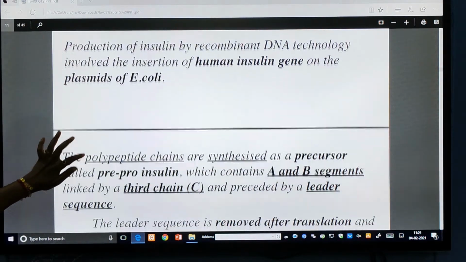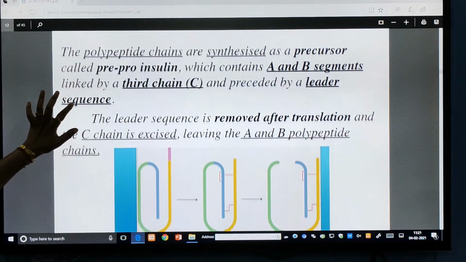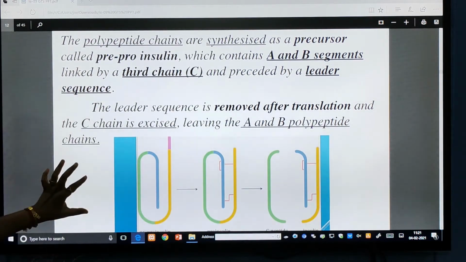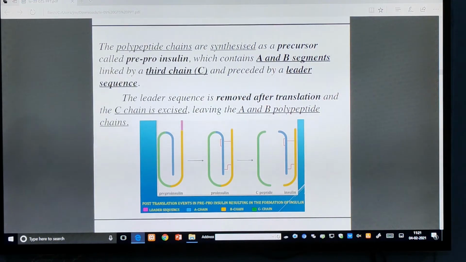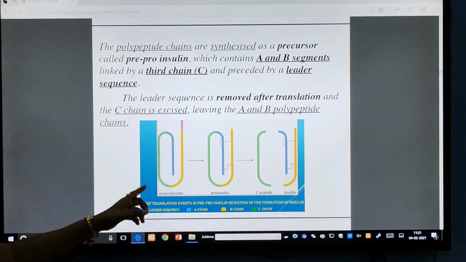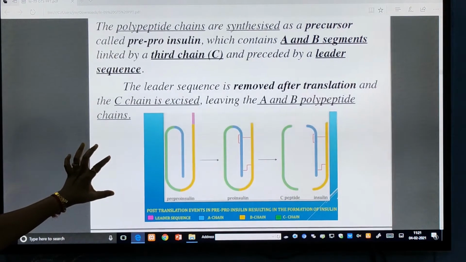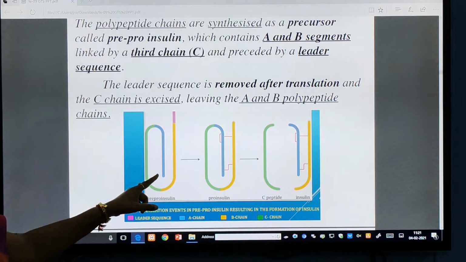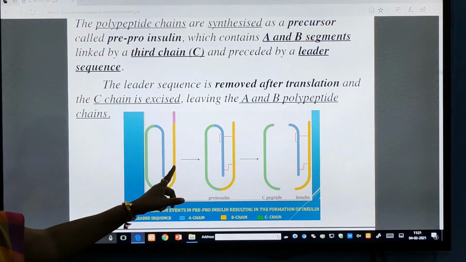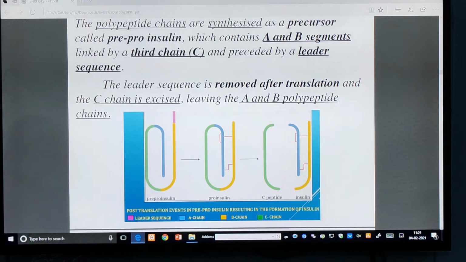What about the steps? The polypeptide chains are synthesized. So how are they synthesized? Here they are all synthesized from a precursor. First of all, to synthesize this, we need a precursor. What do you call it? Pre-pro-insulin. This pre-pro-insulin contains two segments, an A segment and a B segment. See here the color: the blue one is the A chain and the orange or yellow one is the B chain.